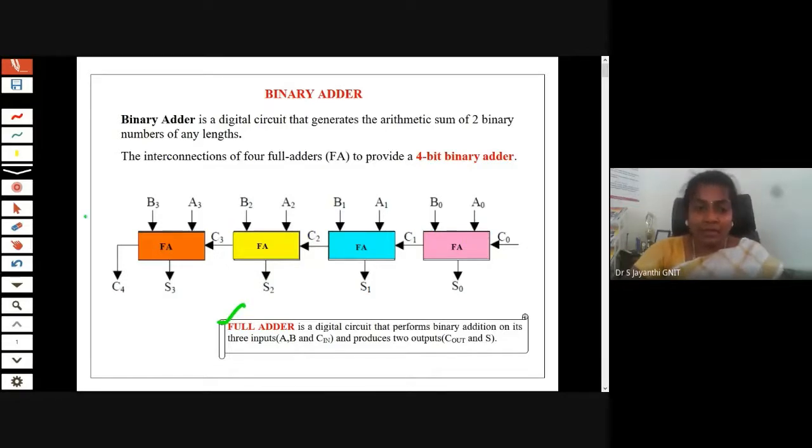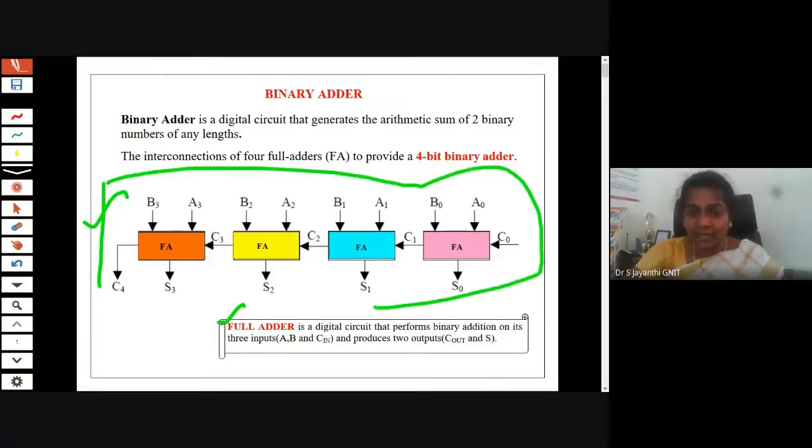Here, this is the binary adder. The complete diagram is the binary adder. This binary adder circuit is constructed by interconnecting four full adders. Here FA indicates a full adder. So how many FAs are there? Four full adders are there.